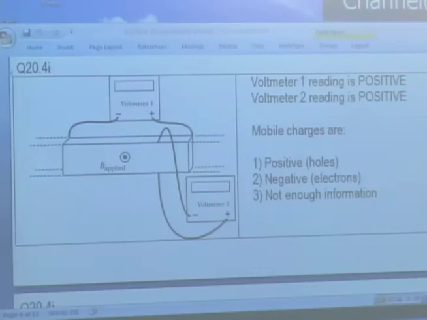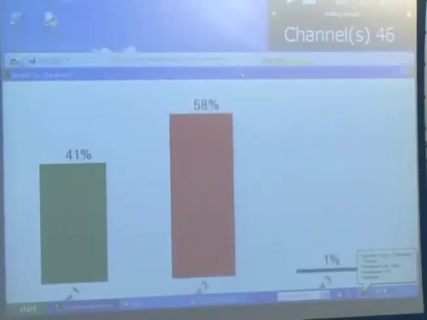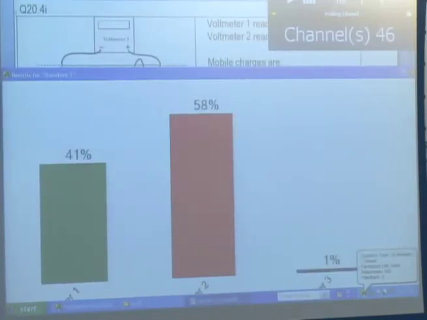Again, think about the steps. See if you can figure out the direction of the electric fields. Try both cases. See which one gives you the correct voltmeter readings. Okay, a bare majority for answer number 2. Okay, so how would you figure this out?